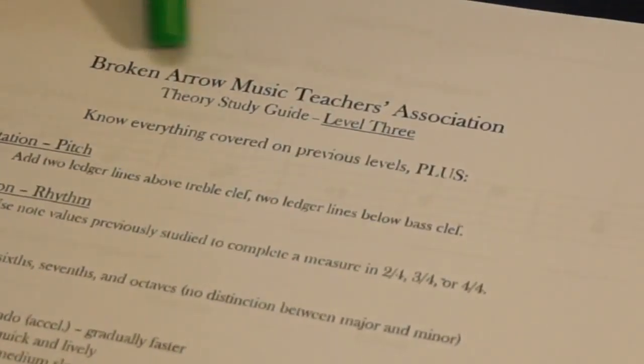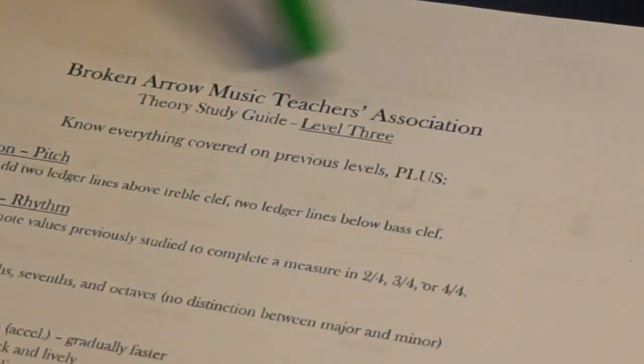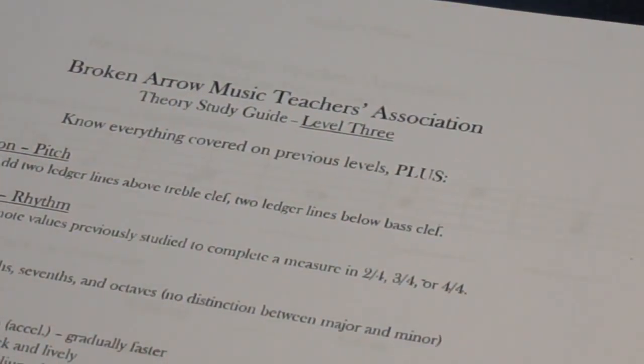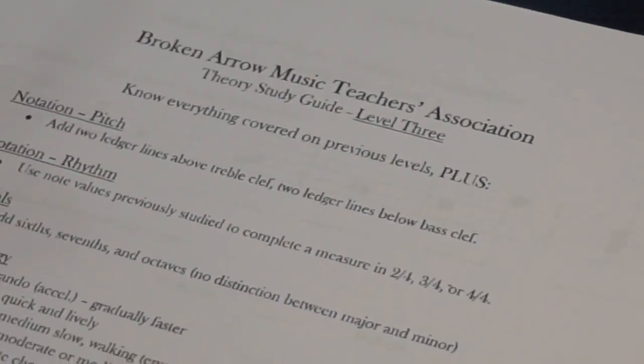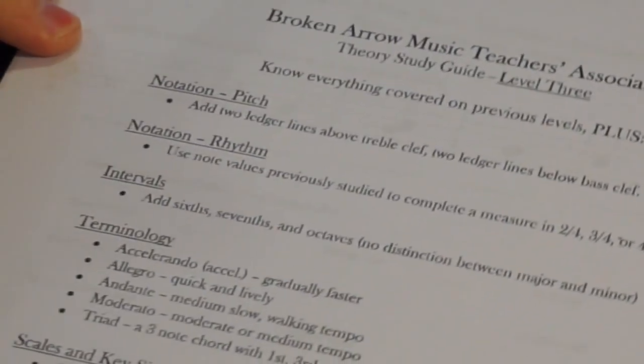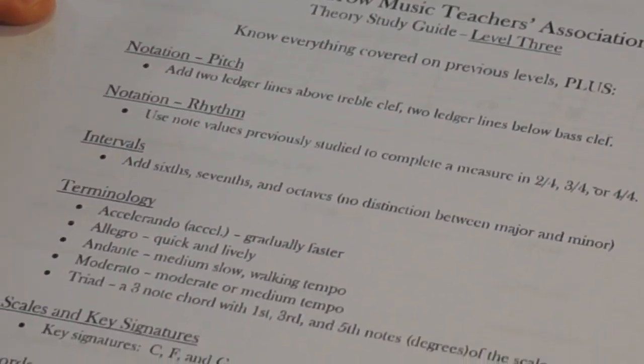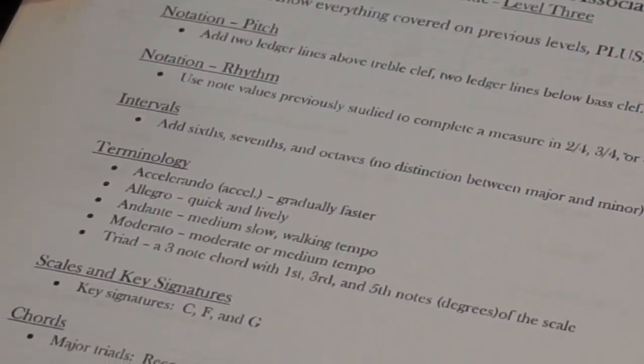This is the Broken Arrow Music Teachers Association Theory Study Guide Level 3. Today we're going to be looking at the Level 3 practice test and a little bit of the study guide. I'm just going to zip this by. If you need to look at your terminology or anything like that, just pause the video and look at it, okay?